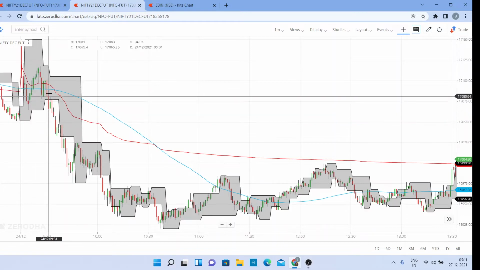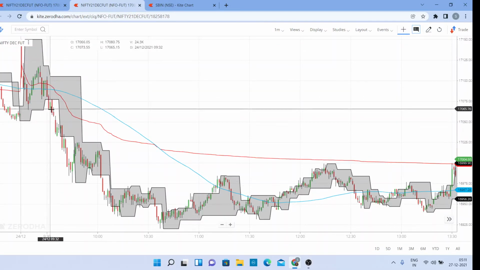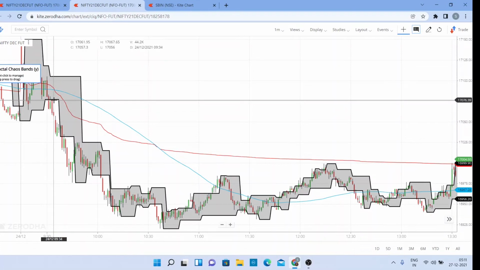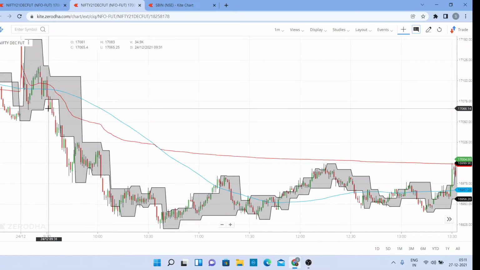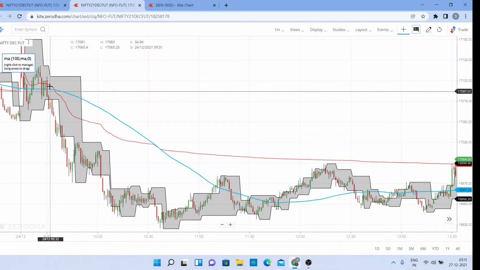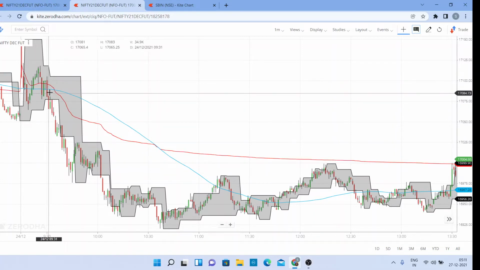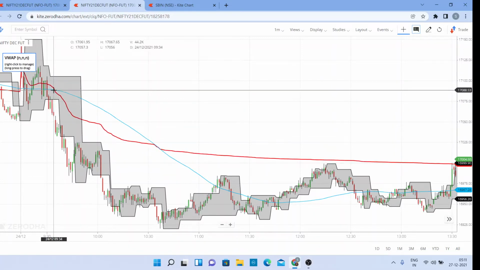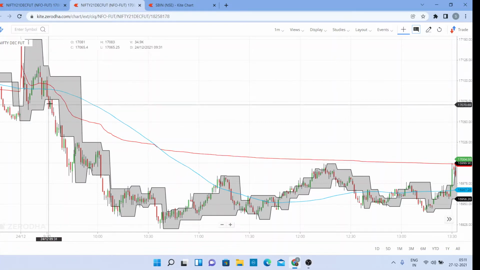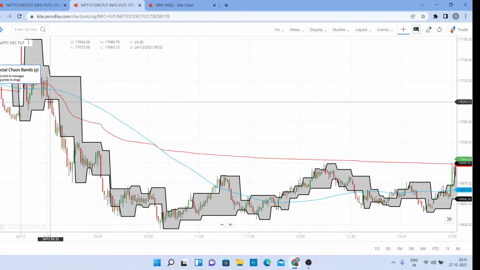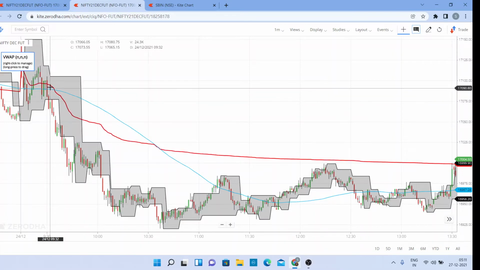Here, as you can see, the price has closed below the fractal band. The price has closed below the VWAP. The price has closed below the EMA 100. So in this case, you enter the trade on the open of the next candle, with the stop loss a few ticks above VWAP.